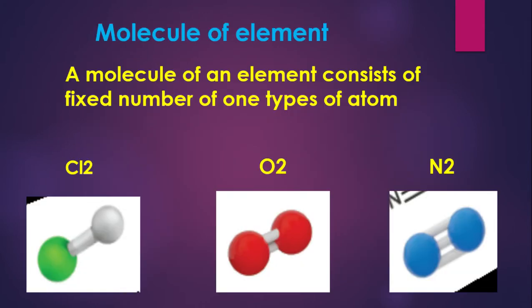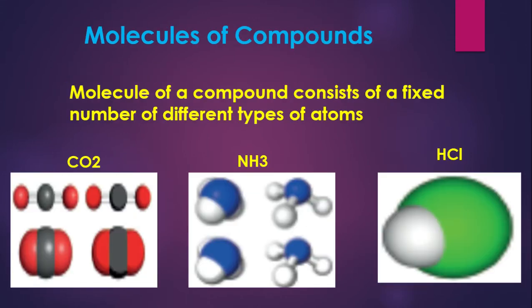Molecule of an element. A molecule of an element consists of a fixed number of one type of atoms. Chlorine, Cl2, contains 2 chlorine atoms. O2, oxygen, contains 2 oxygen atoms. N2, nitrogen, contains 2 nitrogen atoms.